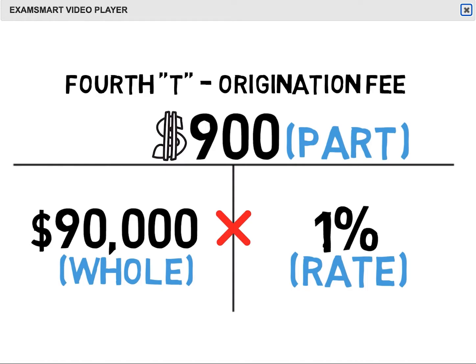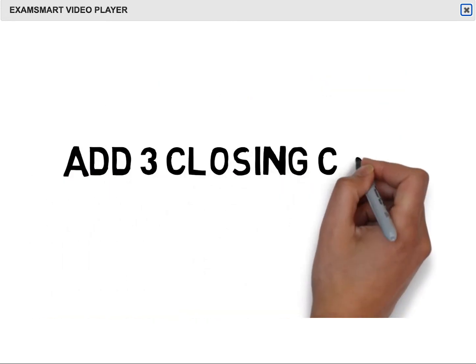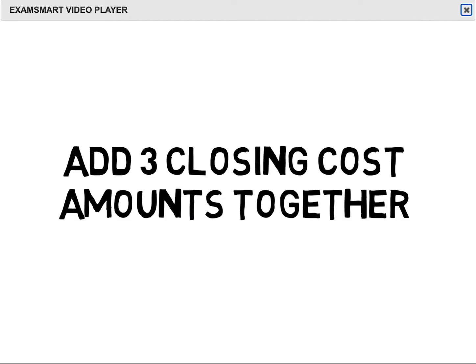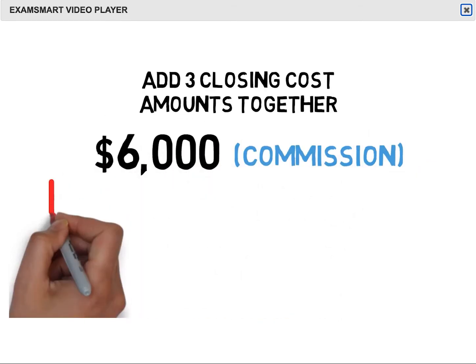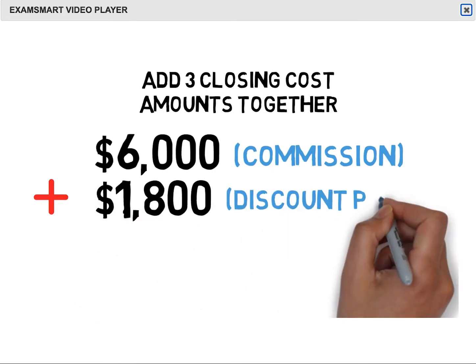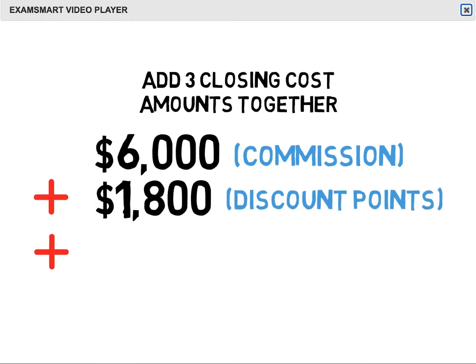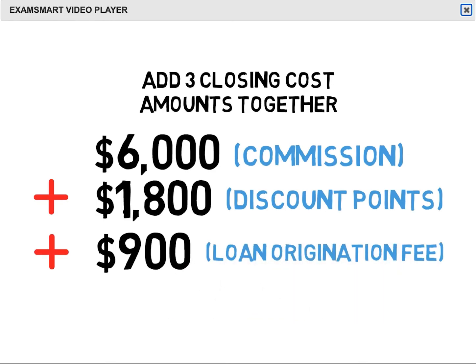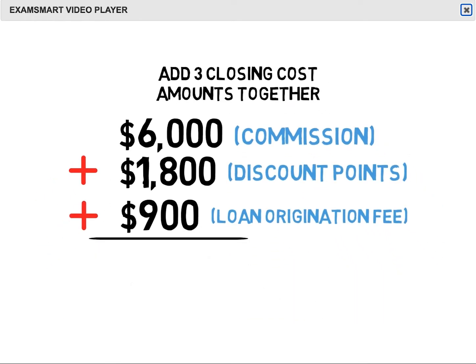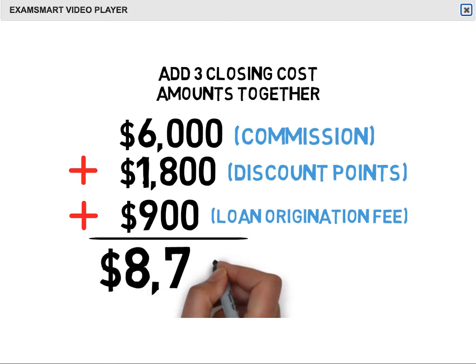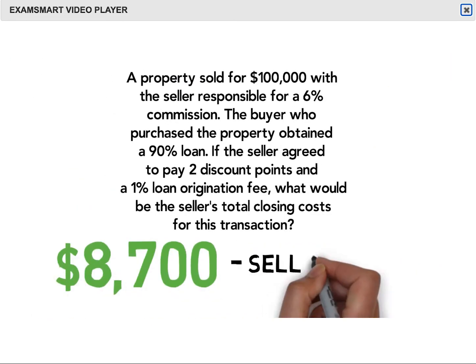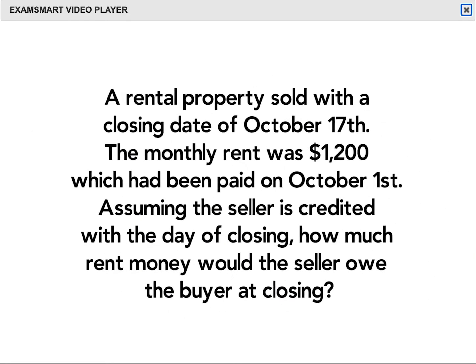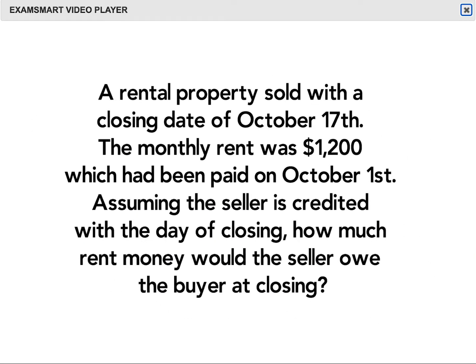The last thing we need to do is simply add the 3 different closing cost amounts together. So we will take the $6,000 in commission, plus the $1,800 in discount points, plus the $900 for the loan origination fee, and the sum of all 3 of those items added together is $8,700, and that would be our answer, $8,700.